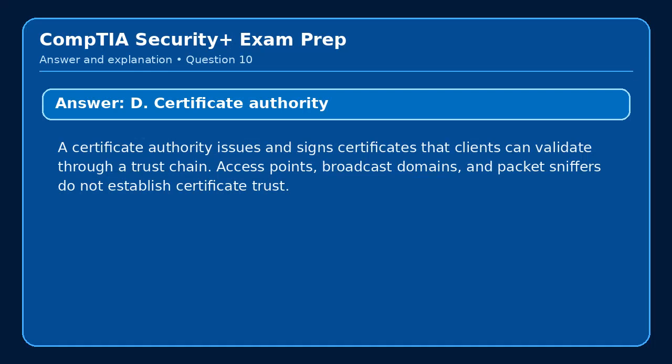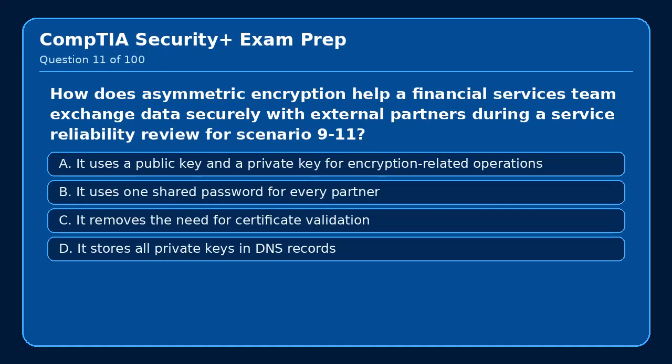Question 11. How does asymmetric encryption help a financial services team exchange data securely with external partners during a service reliability review for scenario 9 to 11? A. It uses a public key and a private key for encryption-related operations. B. It uses one shared password for every partner. C. It removes the need for certificate validation. D. It stores all private keys in DNS records.